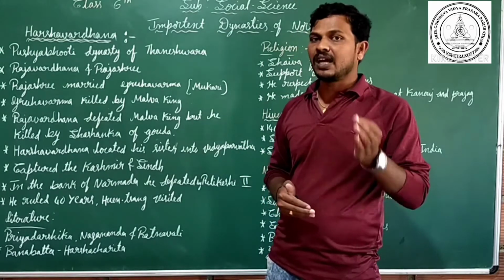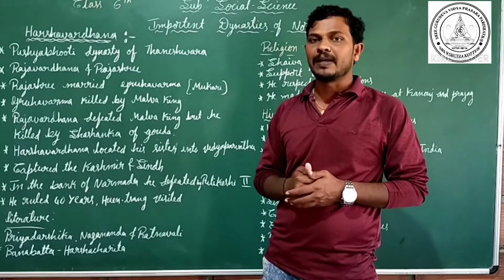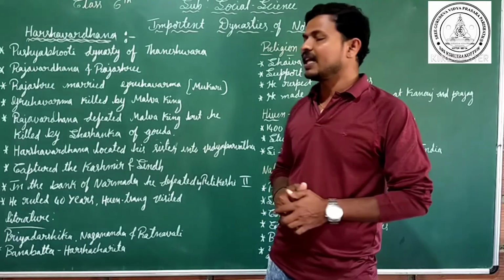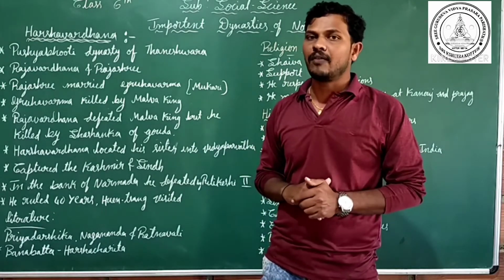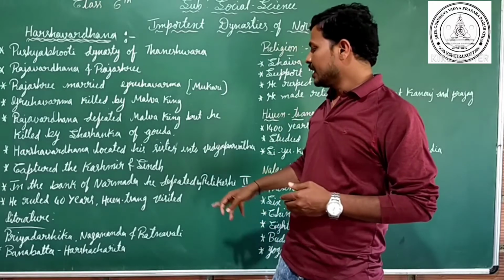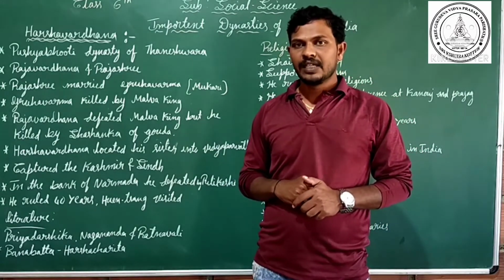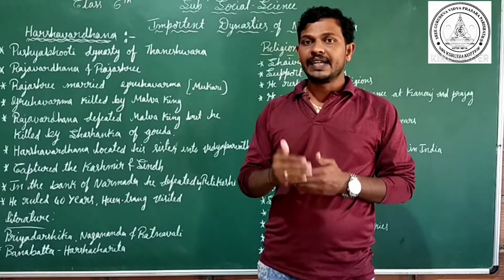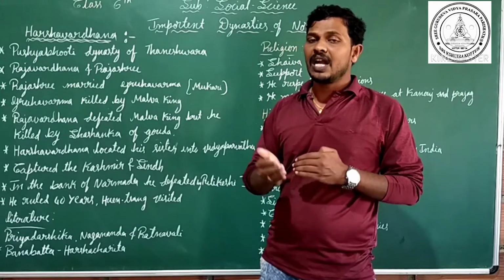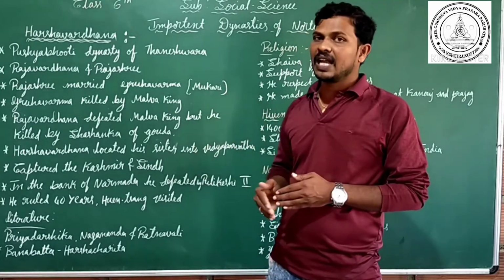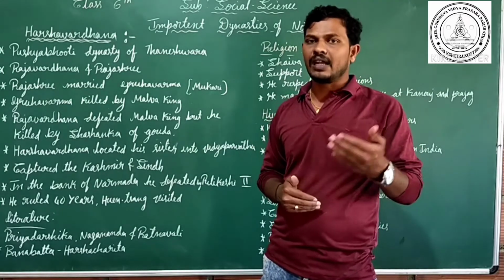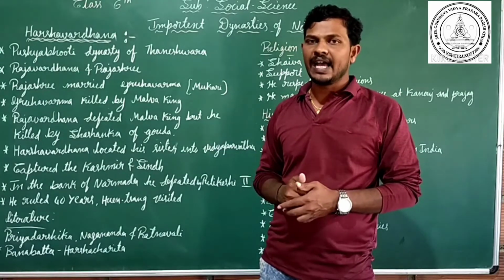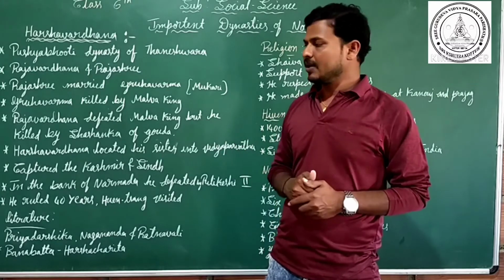When he captured Kashmir and Sindh, many people surrendered. Many kings surrendered to Harshavardhana on the bank of the Narmada river. But when he came to the southern part of India, on the bank of the Narmada river, he was defeated by Pulikeshi II. We know, students, Pulikeshi II was a king of the Badami Chalukyas. When Harshavardhana was defeated by Pulikeshi, he could not extend his kingdom to the southern part of India. So Pulikeshi ruled the southern part of India, and Harshavardhana ruled the northern part of India.